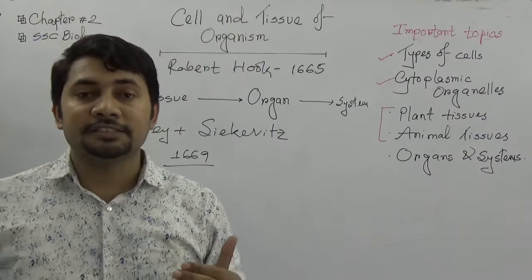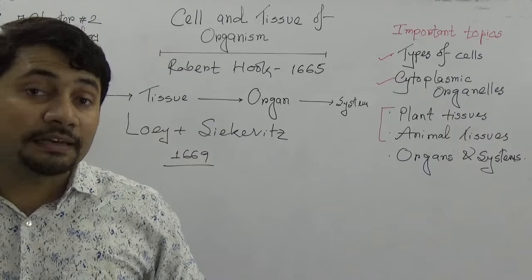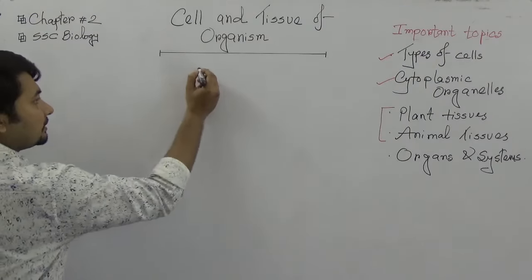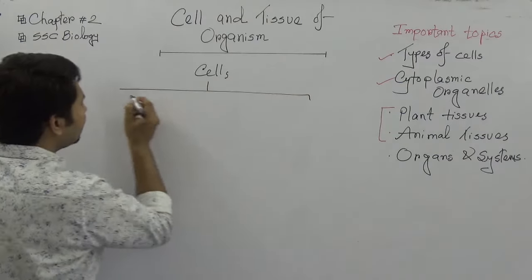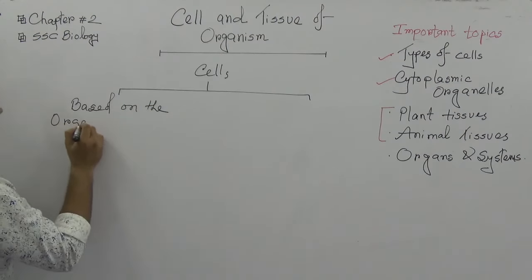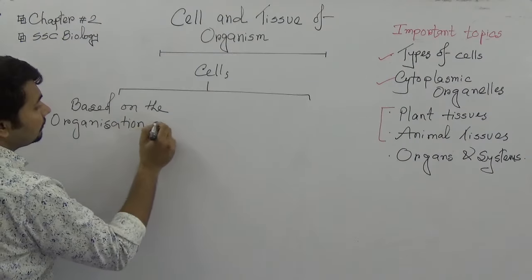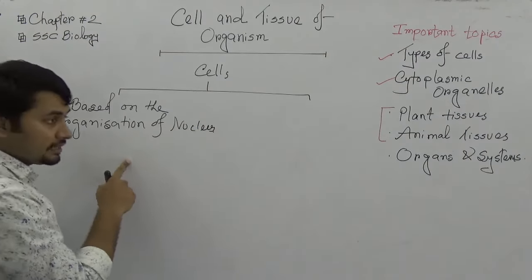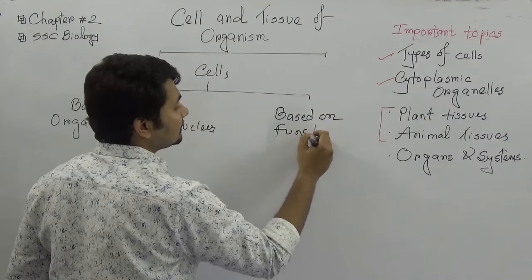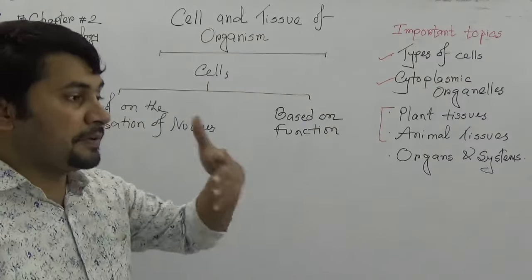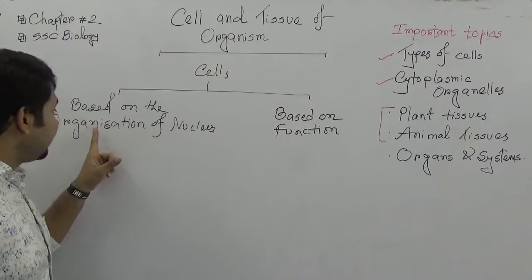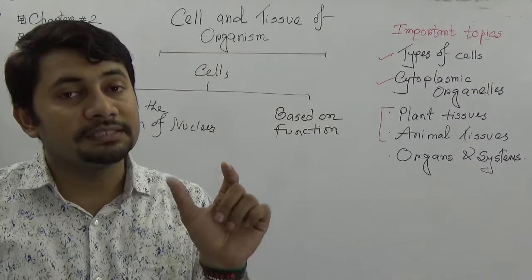So, understanding the definition of a cell, we need to know what the types of cells are. We can say, at first, based on the organization of nucleus, and secondly, based on function, simply speaking. As we know, primarily the cells are divided into two types, plant cell and animal cell. But based on the organization of nucleus, we must know that cells are two types.